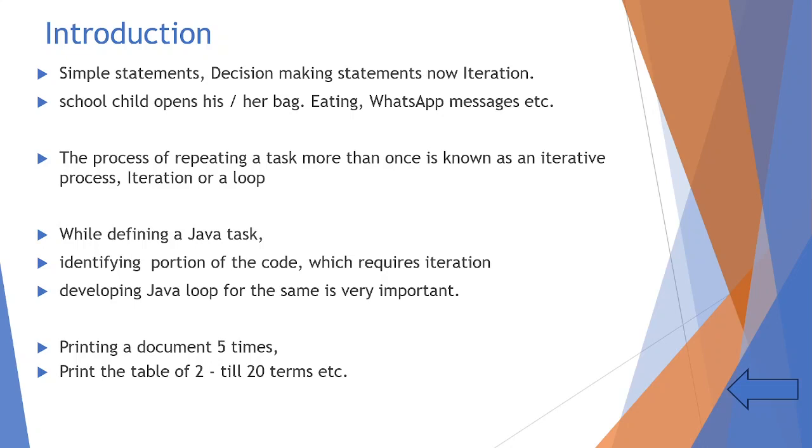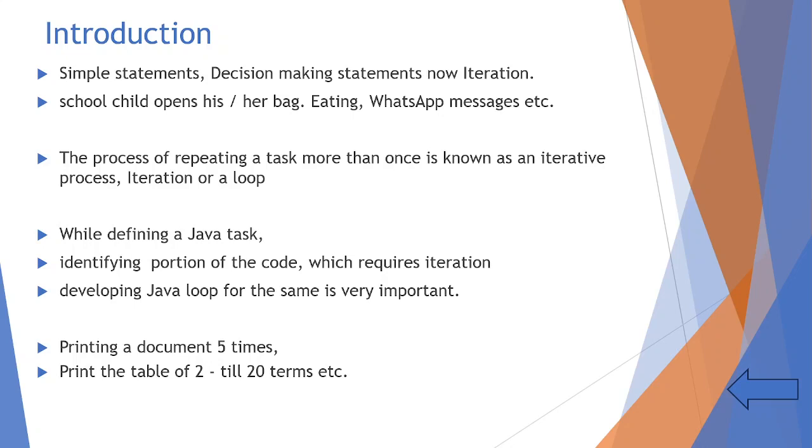Now we'll be discussing iteration. Iteration, repetition, loop, all are synonyms. Repetition, for example, in real life, a school child opens his or her bag several times in a day. Eating is nothing but a repetitive process, and viewing WhatsApp messages. Everything in real life, if we repeat a task more than once, is known as an iterative process.